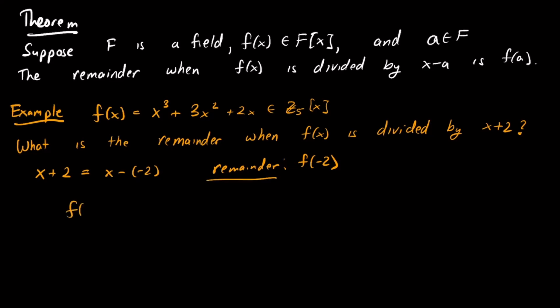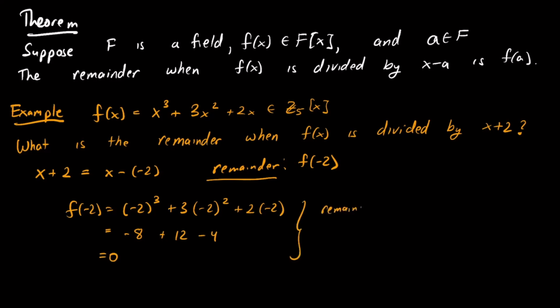So f of -2, this is going to be, well, it's -2 cubed plus 3 times -2 squared plus 2 times -2. What does that leave me with? This is -8 plus 12 minus 4. And I see that this is 0. So my remainder is 0. All right, so my remainder is 0. And what does that tell me? This tells me right away that x plus 2 divides this polynomial x cubed plus 3x squared plus 2x.